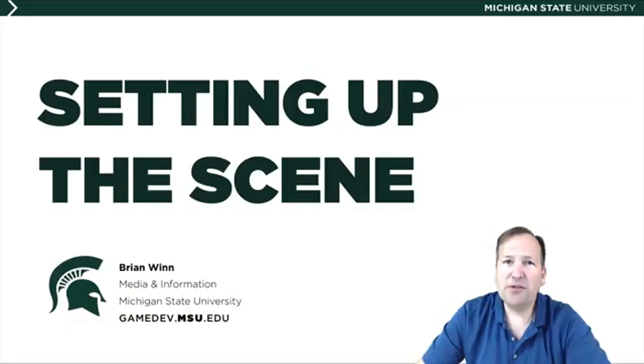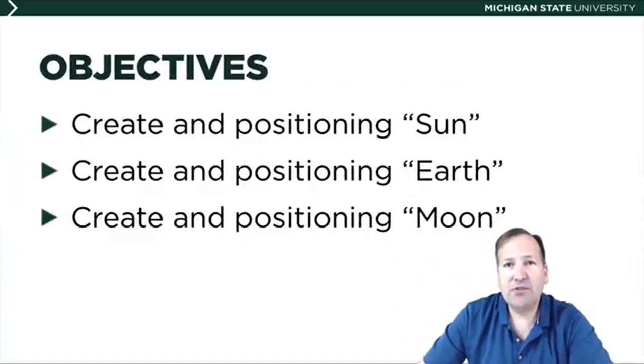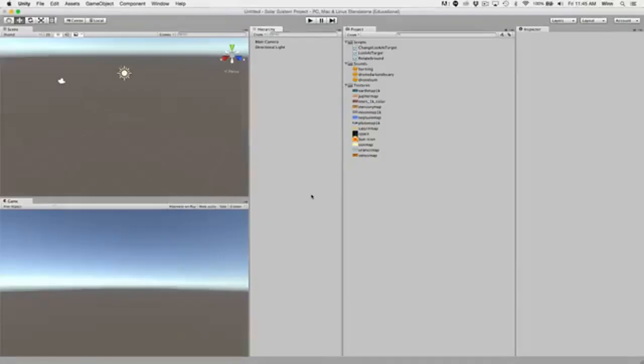In this video, we'll set up our solar system with the sun and a few planetary bodies. Our objective will be to create the game objects that make up the sun, the earth, and the moon, and to modify their transforms to set their position in three-dimensional space and their respective scale. Okay, here I am in Unity.